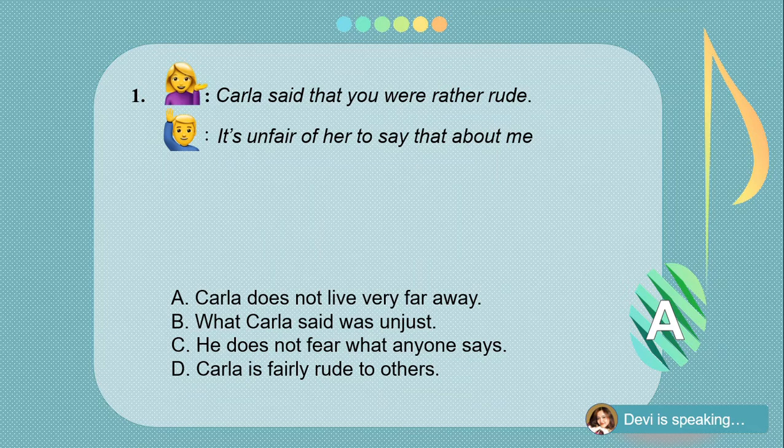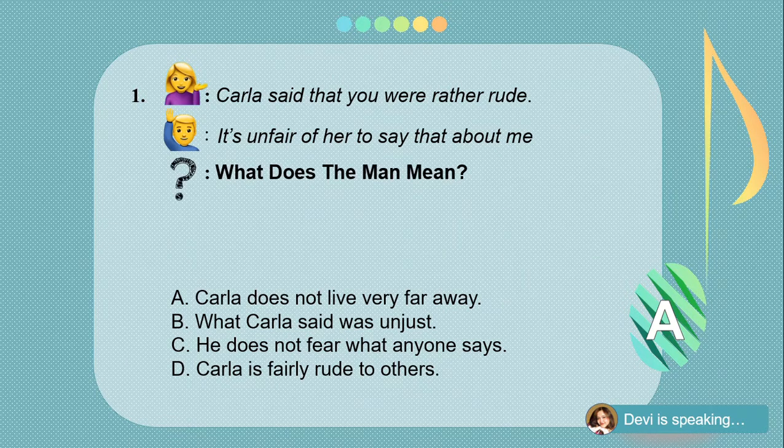Number 1. The woman said, Carla said that you were rather rude. The man said, it's unfair of her to say that about me. The question is, what does the man mean? And the answer is B. Because the man said, it's unfair of her to say that about me, the words unjust and unfair have the same denotation or meaning. That's why the answer is B.